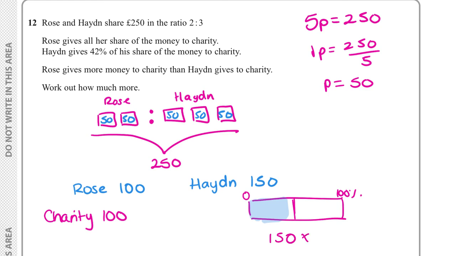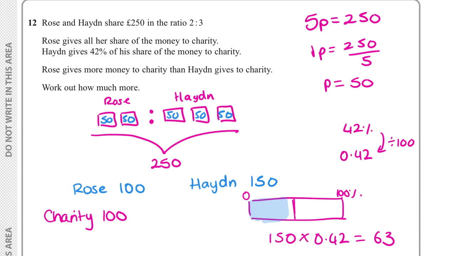150 times 42% as a multiplier. 42% as a multiplier in decimal form, we need to divide by 100, is 0.42, which is going to give me 63. Now, let's just double check this makes sense. What's half of 150? 75. Is 63 less than 75? Yes, this makes sense because 42% is less than 50, isn't it?